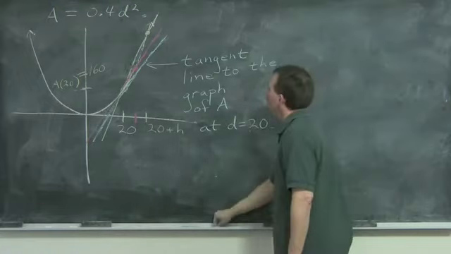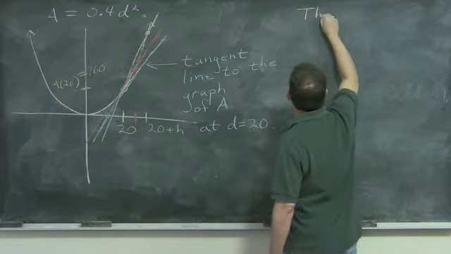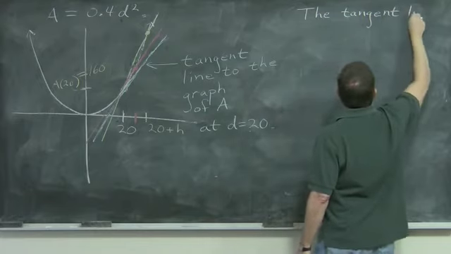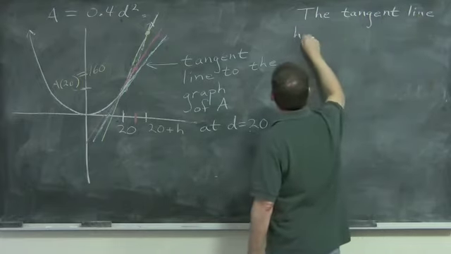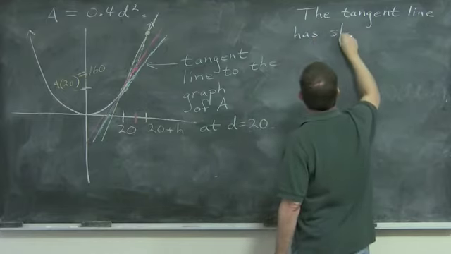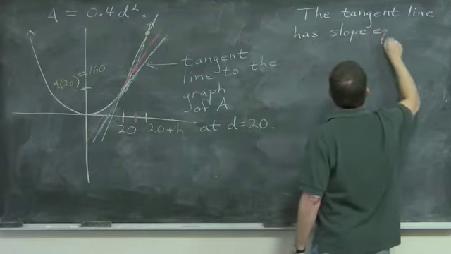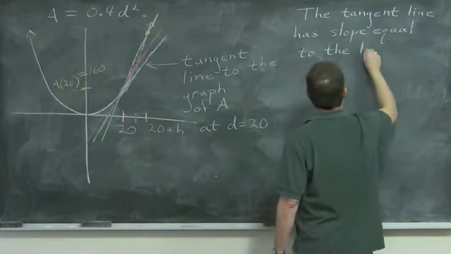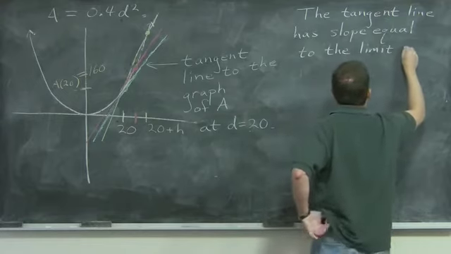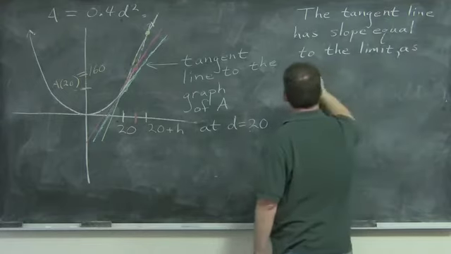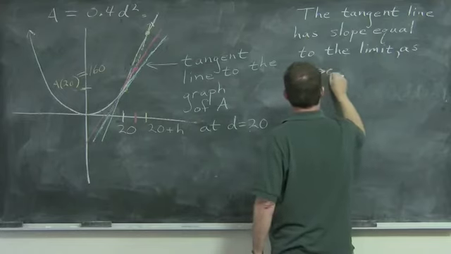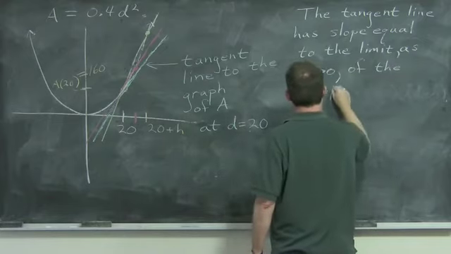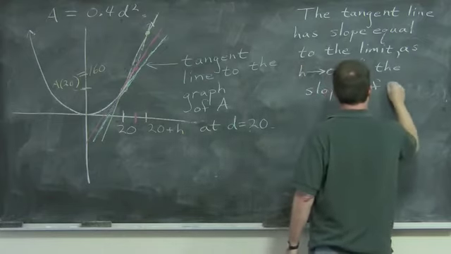So the tangent line has slope equal to the limit as h approaches 0 of the slopes of the secant lines.